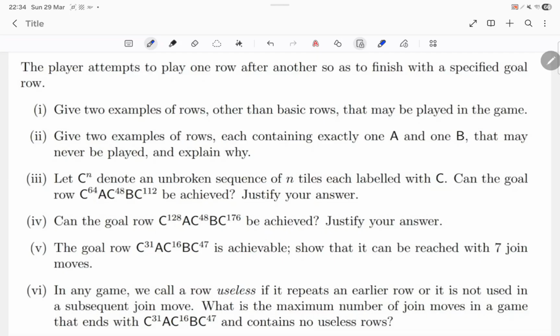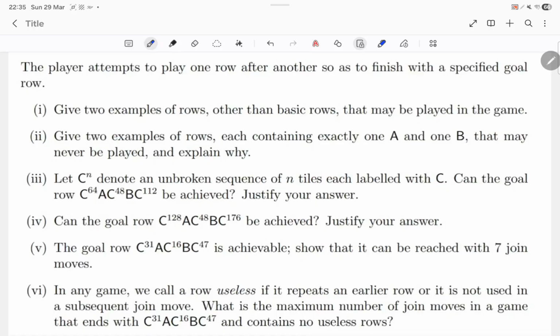Part 1. Give 2 examples of rows other than basic rows that may be played in the game. Part 2. Give 2 examples of rows each containing exactly one A and one B that may never be played and explain why. Part 3. Let Cn denote an unbroken sequence of n tiles each labelled with C. Can the goal row C64, A C48, B C112 be achieved? Justify your answer.